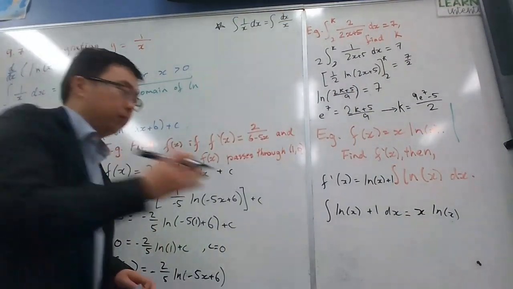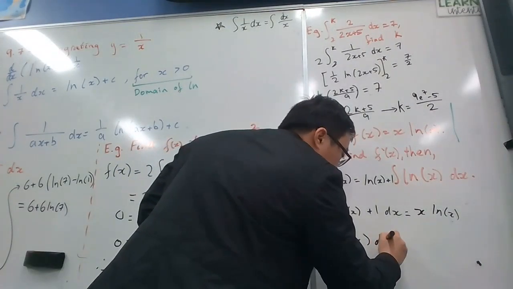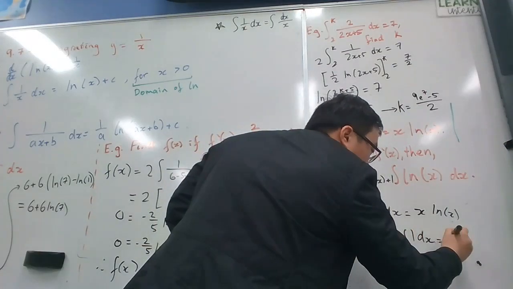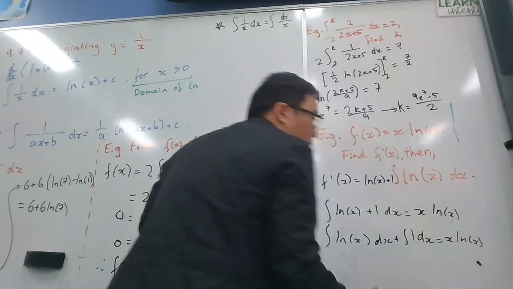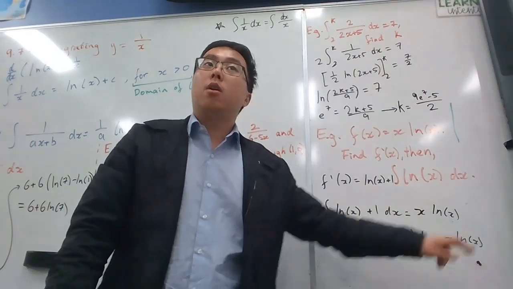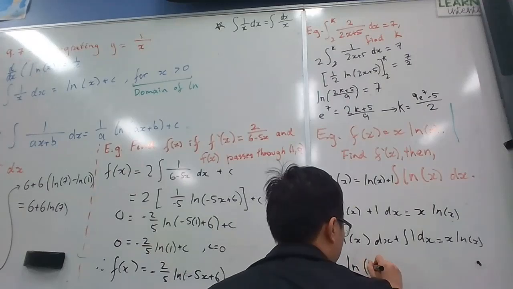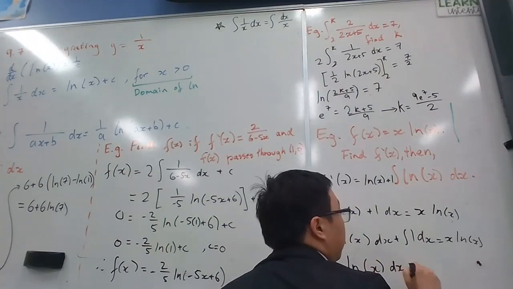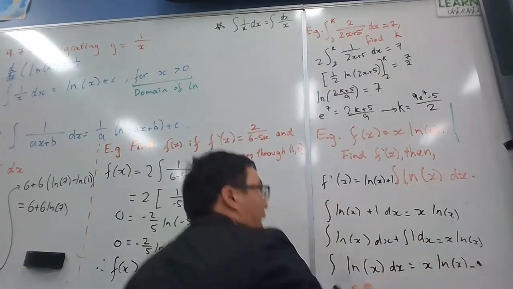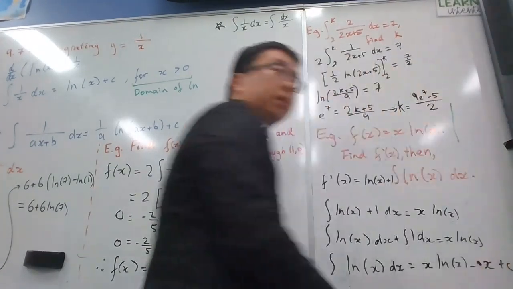Now, I'm going to split it up. I get the antiderivative of my natural logarithm dx, plus the antiderivative of 1 dx, equals x ln x. I've done nothing fancy here. All I've done is separate them out because now I can subtract this component on both sides. And therefore, I get the antiderivative of natural logarithm of x dx will equal x ln x, subtracting the antiderivative of 1 dx, of course, minus x, and don't forget your plus c.